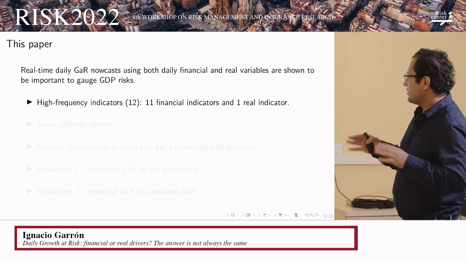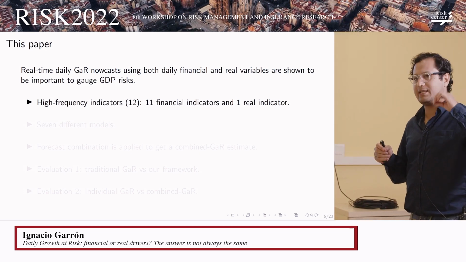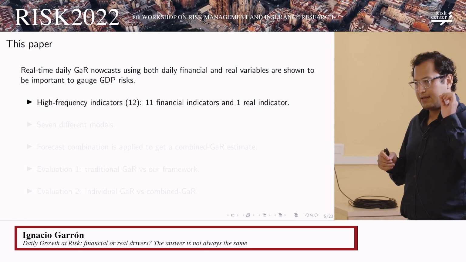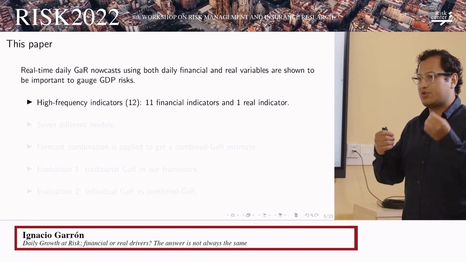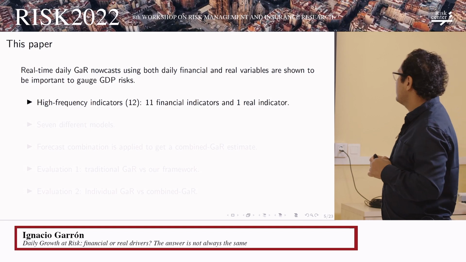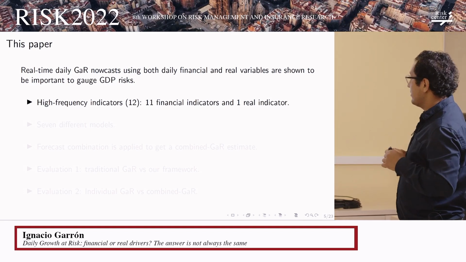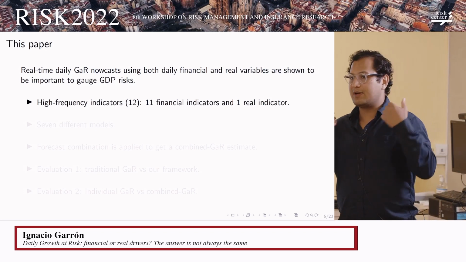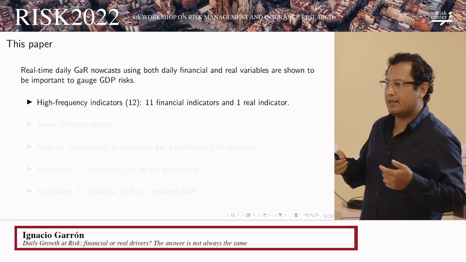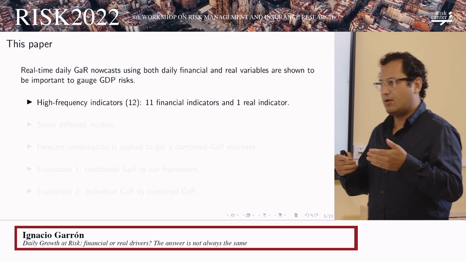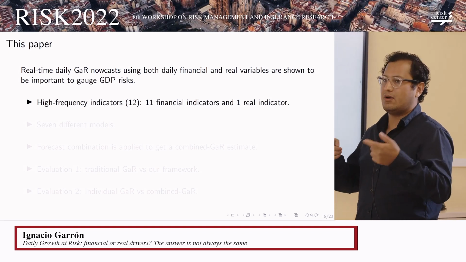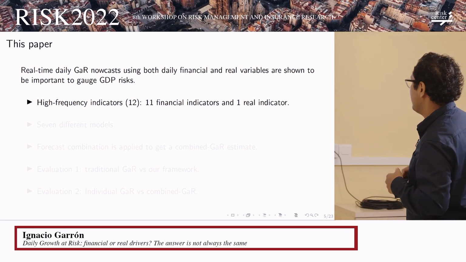So this will be weird. I will show you a daily estimate that you can track for every day for the US economy using both daily and financial indicators. And I'll show you that these are really important to explain the onset, or to gauge the risk, on the onset of the COVID-19 pandemic.